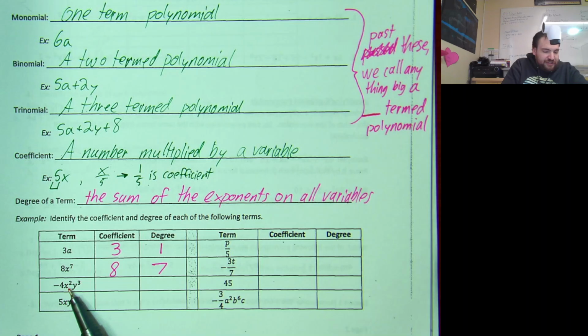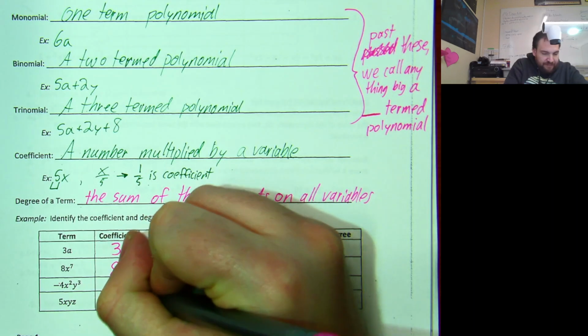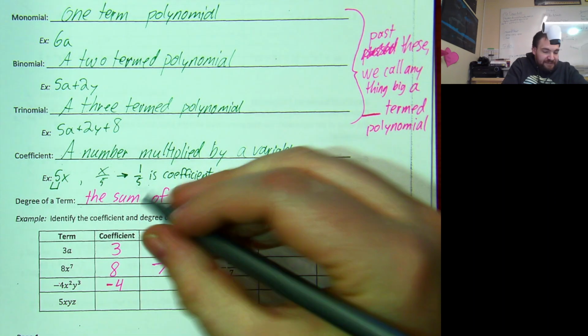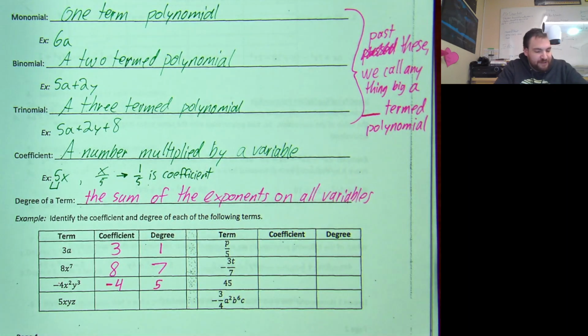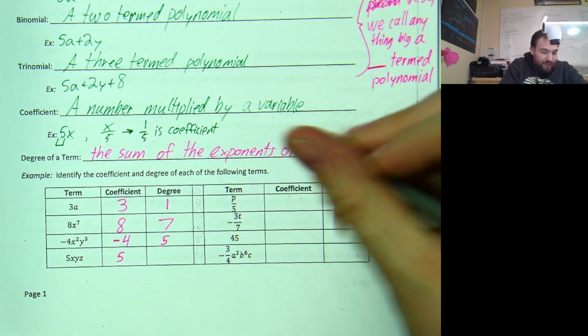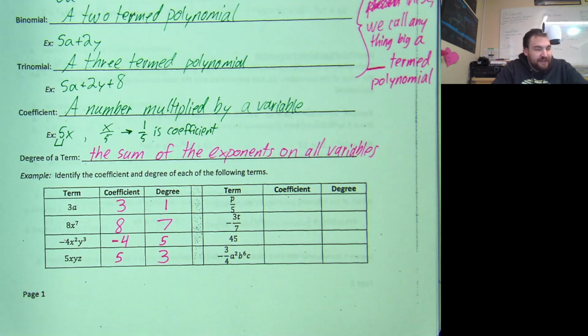But what happens now when I start to bring in multiple variables with different exponents? Here I've got negative 4x squared y cubed. What's my coefficient on this thing? It's negative 4, good. Now what's the degree going to be? It's going to be 5, because I'm summing up all of the exponents on all of the variables. Next guy, 5xyz. 5 is the coefficient, 3 is the degree, because my exponents on the x, y, and z are each a 1. Cool? Okay.